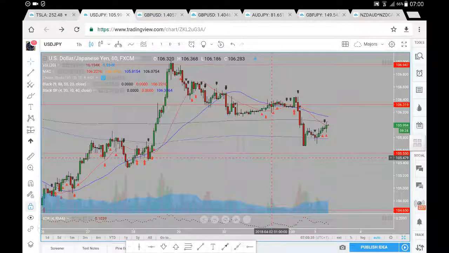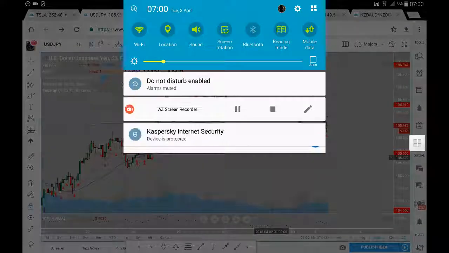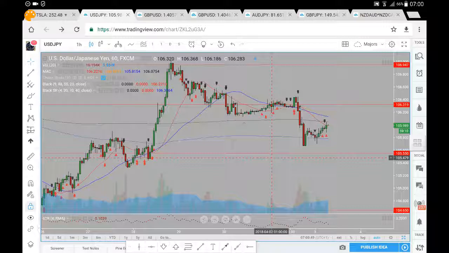So this is US dollar Japanese yen analysis for Tuesday, the 3rd of April. Now, let's just have a look at different prices, where prices may likely go. So, on the previous video, we were saying this move here to the upside appeared weak. The candles were pretty small in size.